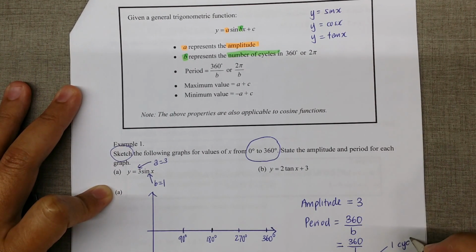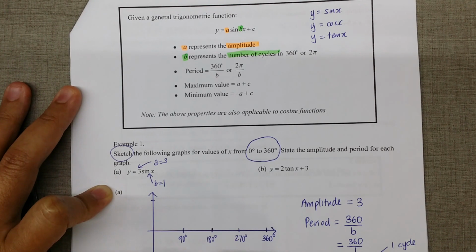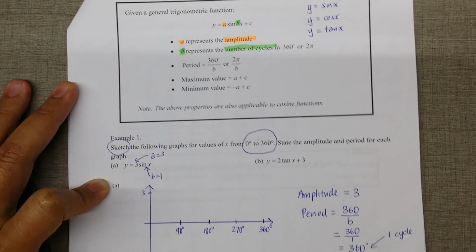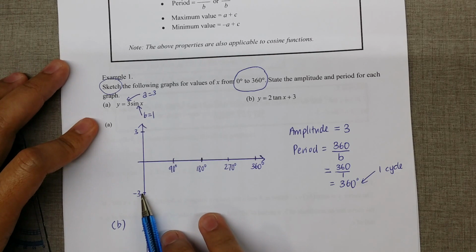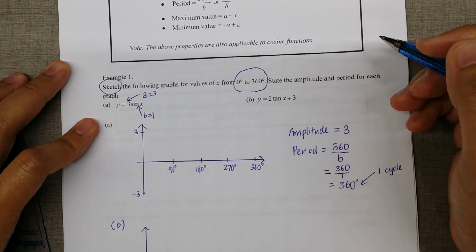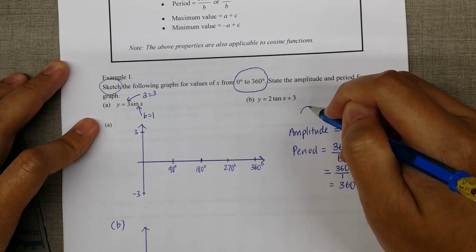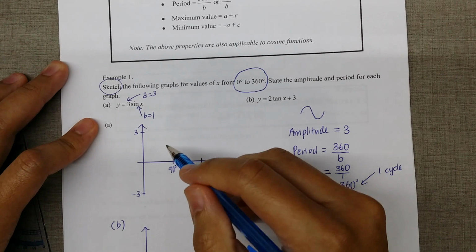Okay, isn't it quite easy to draw? One cycle in 360 and the amplitude is 3. If I go as high as 3, that means I'll go as low as -3, right? And let's recall, how does a sine graph look like? The general shape of a sine graph: up, down, up. You start from the midline. So I'll do the same thing.